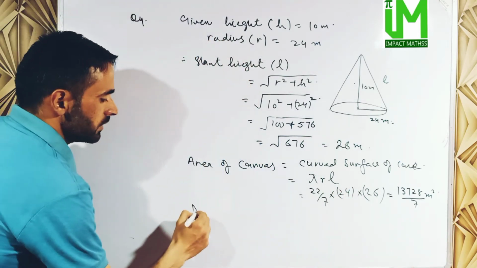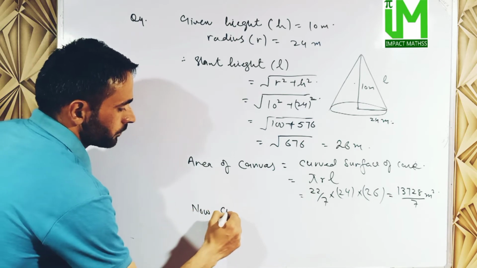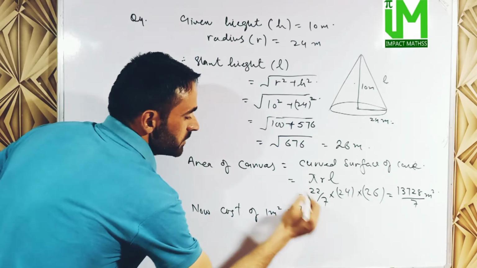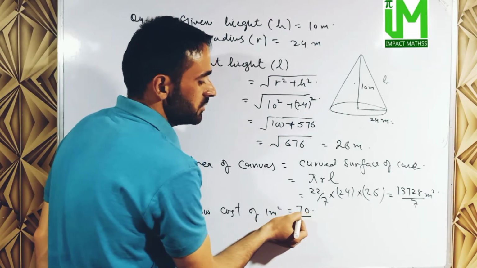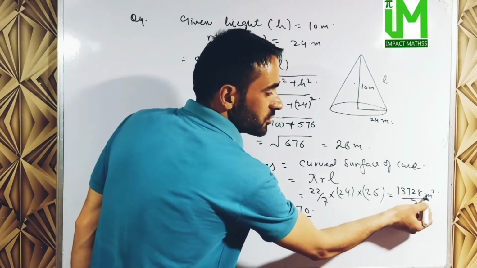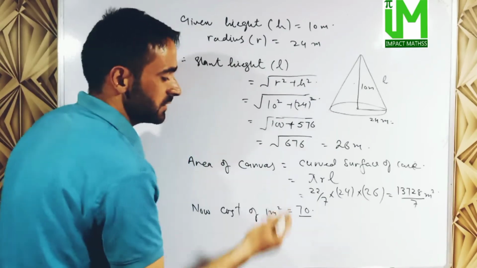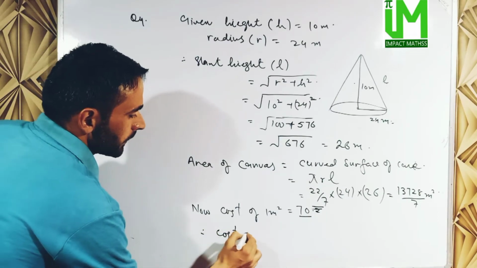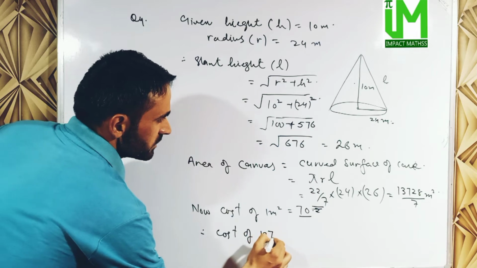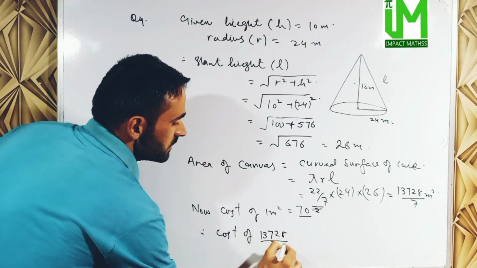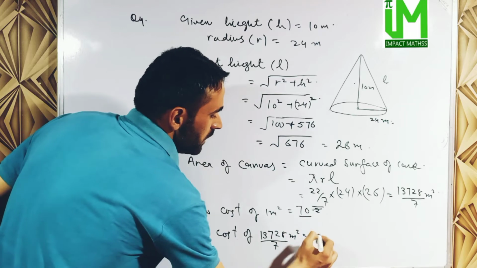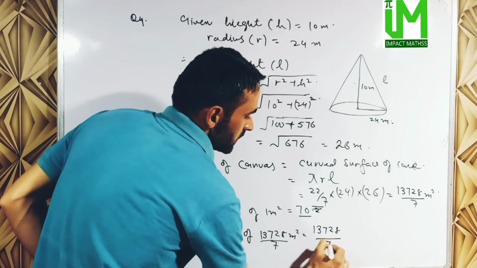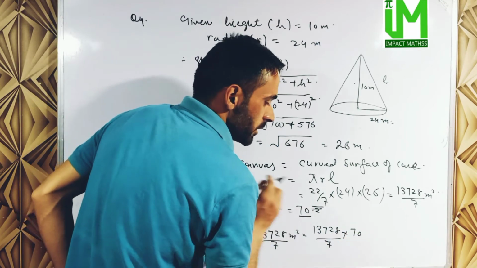Now, the cost of 1 meter square of canvas is ₹70. That means whatever the meter square is, we simply have to multiply by 70 to get the amount. So therefore the cost of 13,728 divided by 7 meter square is equal to 13,728 divided by 7 into 70. Okay, this amount gets multiplied.